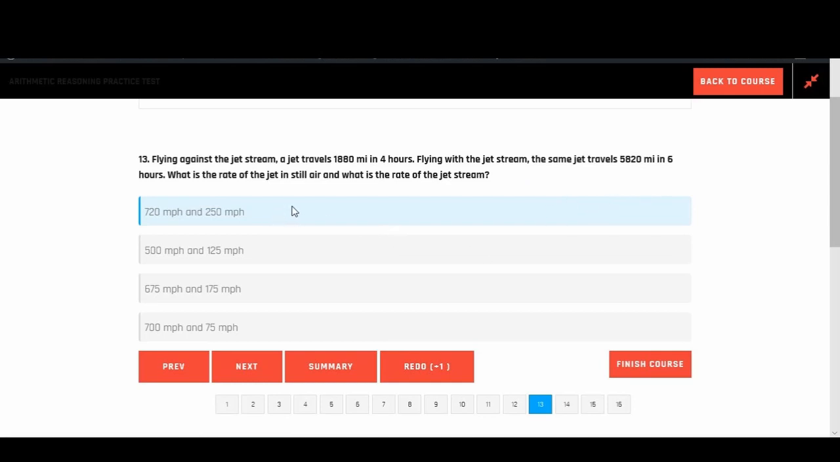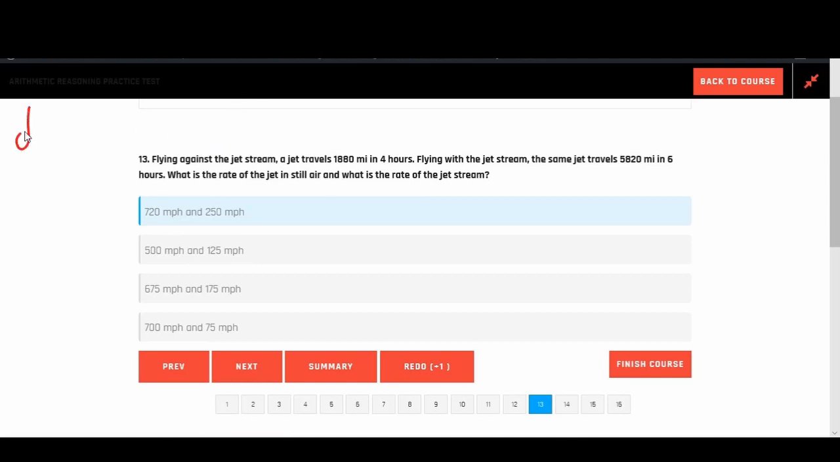It says flying against the jet stream, a jet travels 1,880 miles in 4 hours. Flying with the jet stream, the same jet travels 5,820 miles in 6 hours. What is the rate of the jet in still air? And what is the rate of the jet stream itself?